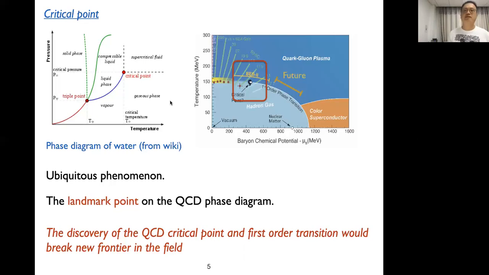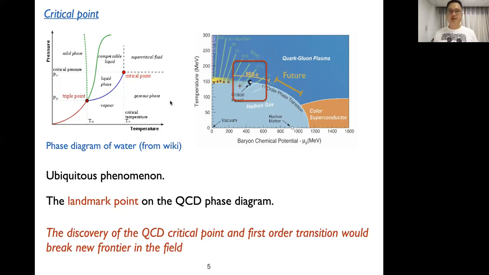So I think this is a very interesting question, and this is a question for the future. Let me add a little bit about how to search for the QCD critical point experimentally. In short, what people can do in heavy-ion collisions is change the colliding energies. If you go to lower and lower energies, for example, from 200 GeV down to 39, 27, etc., you will go to regions with higher baryon chemical potentials.